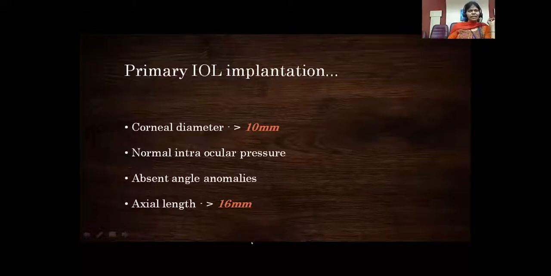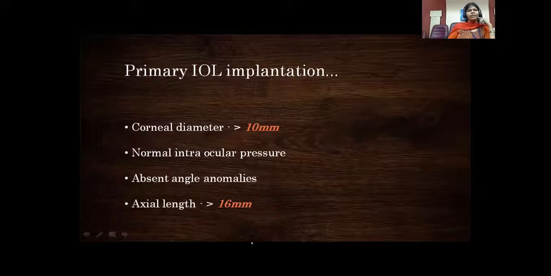So these are the criteria which have to be extremely strict when we plan a primary IOL in an infant. The corneal diameter has to be at least 10 millimeters. Intraocular pressure has to be normal by Perkins tonometry prior to cataract surgery, which is mandatory in all the children. And there should be absolutely absent angle anomalies, which is done by gonioscopy assessment prior to the surgery, and axial length should be at least 16 millimeters. So this is a very important criteria irrespective of age when we plan intraocular implantation as a primary procedure in infants. So we have this great study to actually guide us, the Infant Aphakia Treatment Study.